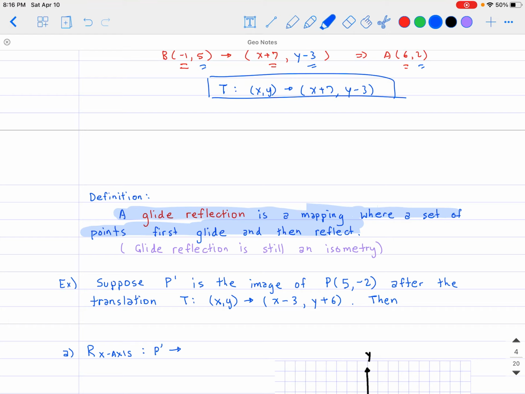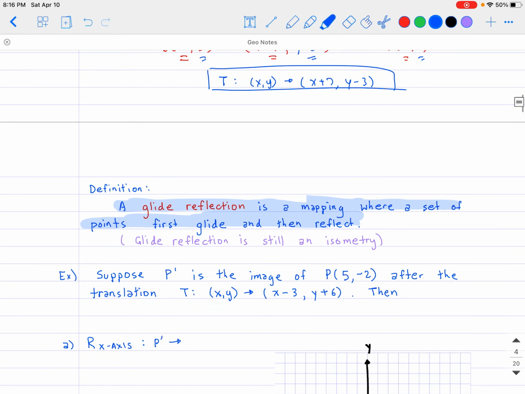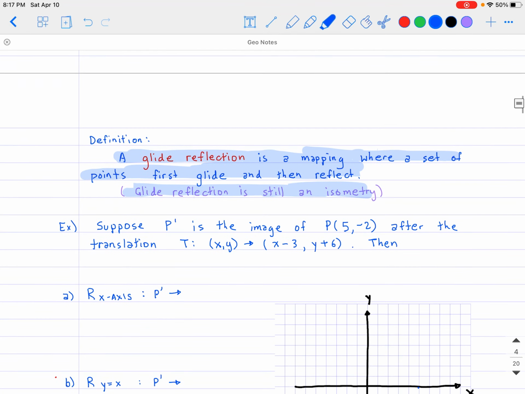So here is an example of that, okay? Oh, and by the way, once again, this glide reflection is still going to be an isometry, meaning that whatever it is that you're gliding and reflecting, the shape of it is still going to be preserved. At this point, you might be wondering to yourself, what isn't an isometry? That's actually a very good question that we will come back to in a couple of sections. But anyhow, here's an example of this glide reflection.